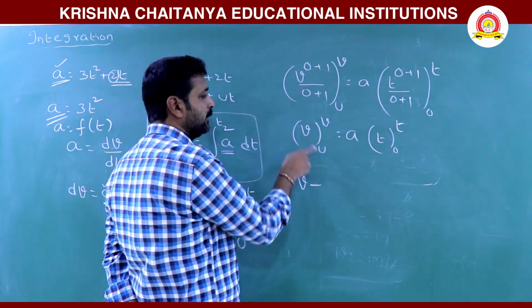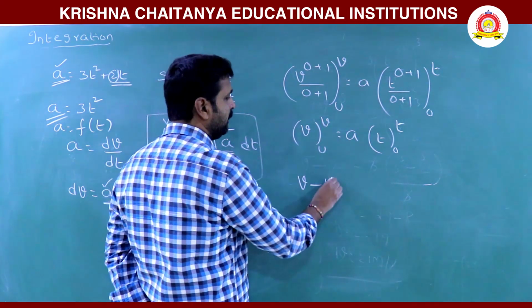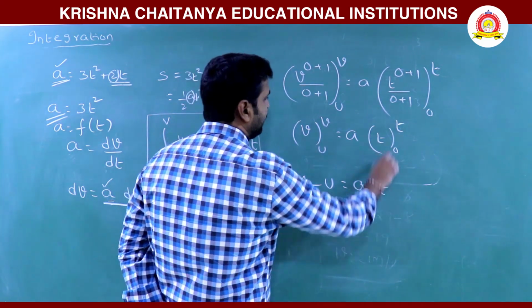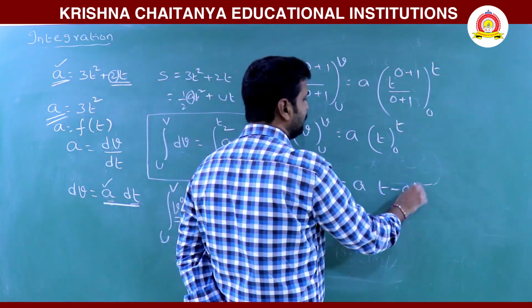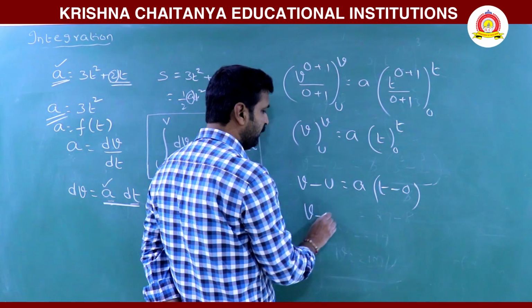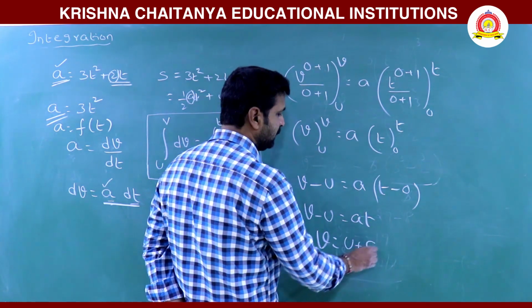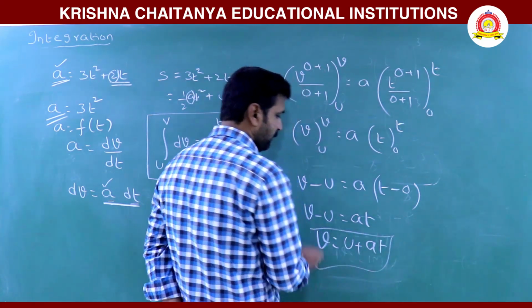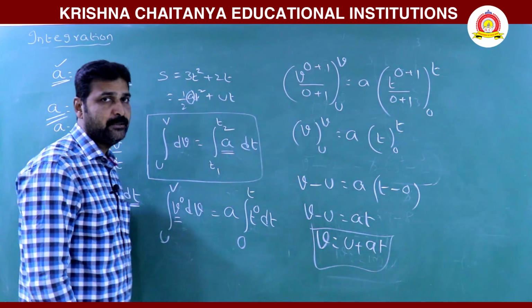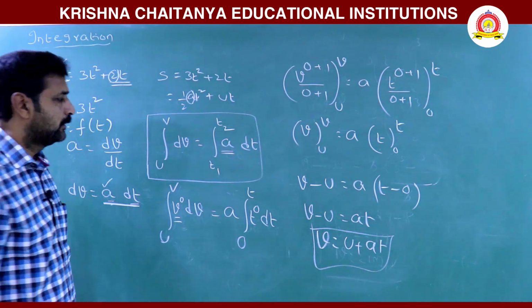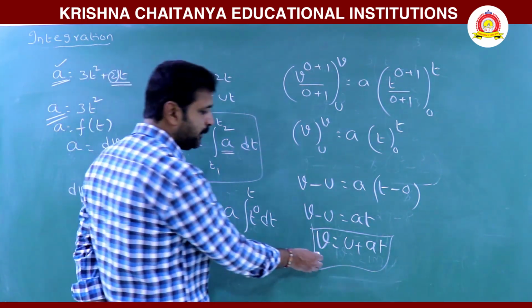Initially v, upper limit, taking minus, then substitute the lower limit. A, initially t upper limit minus 0 lower limit. Now this will be v minus u equals at. v is equal to u plus at. When is this valid, what we are saying? Acceleration is constant. So for constant acceleration, we are obtaining the formula.